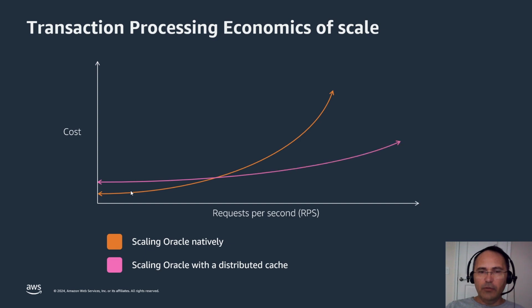But what if you could flatten this curve? Now this next curve represents an Oracle workload that has been paired with ElastiCache. Now you can see that it flattens that curve. You could achieve much higher requests per second at a lower cost. And there's an intersection there.